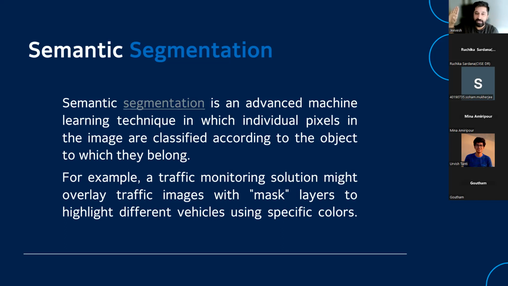So if you go with the definition, it is an advanced machine learning technique in which individual pixels in the image are classified according to the object. Since the classification is done that, okay, this is a hand and this belongs to the human, that's why it is not blurred, and whatever is in the back is blurred. So you are analyzing stuff on a pixel by pixel basis.